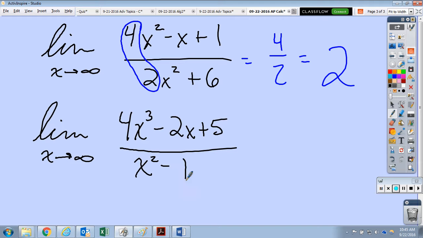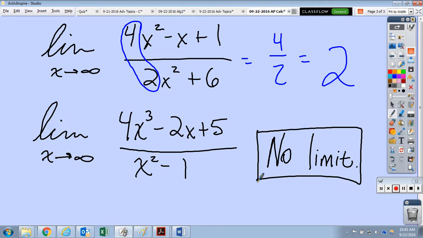So here we have a situation where the degree in the numerator is larger than the denominator. So this part is getting larger more quickly than that part is, so this would have no limit. Yes, it does go like this. That's good.